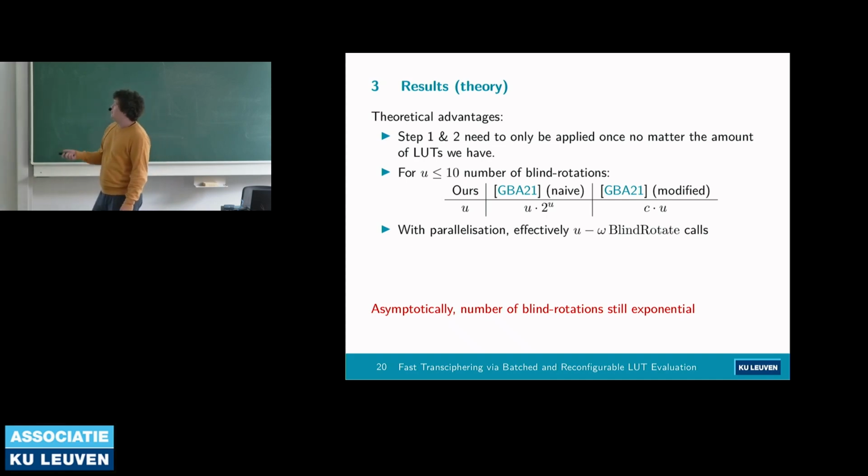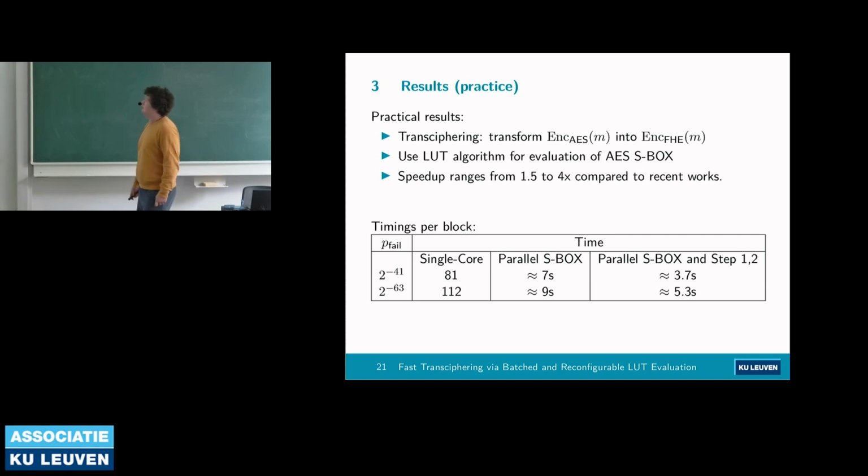Now, for u less than 10, it's fairly easy to find parameters where we'll only need as many blind rotations as there are bits. Compare this to the naive application of this paper, which is going to be exponential, or even a modified one where we'll have a multiple of u. This is already much better. And a nice advantage is the first stage where we compose the bits can be parallelized, so effectively we'll only do u minus omega blind rotate calls. Though for completeness, if we have a huge number of bits, we'll still most likely need to do an exponential amount of blind rotations. Okay, in practice, what are the results?